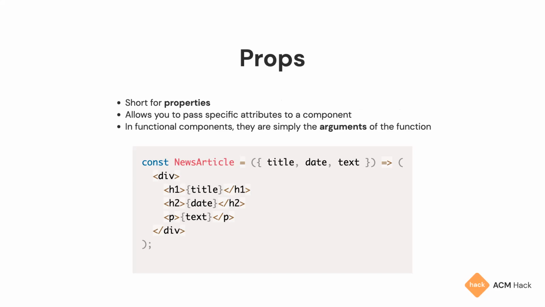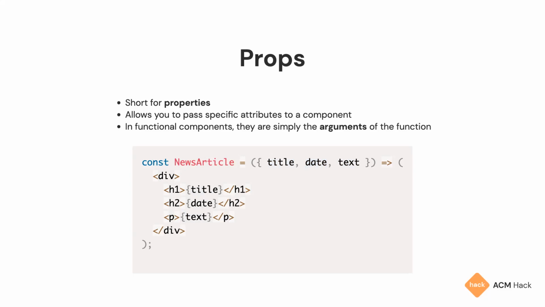In functional components, they're simply the arguments of a function. I say this isn't quite accurate because it's not really multiple arguments. It's one argument, and it contains different fields, like a JSON object containing the different fields. Sometimes you might see people just pass in one argument, called props, and then they might do props.title or props.date and props.text here. Either way works. I just prefer this way because you can clearly see what props a component needs and can accept.